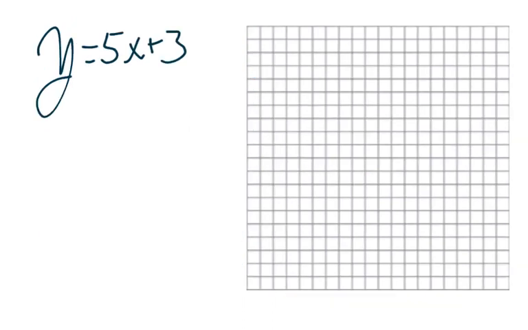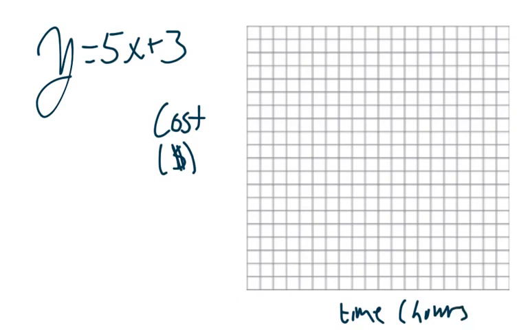Number 3, our equation is y equals 5x plus 3. This one, we're all good to go. We can have each line be worth 1. Our y-axis is going to be cost again. And our x-axis is going to be time. And this time it's in hours. And each line is worth 1. So 1, 2, 3, 4, 5, 6, 7, 8, 9, 10, 11, 12, 13, 14, 15, 16, 17, 18, 19, 20. And same with our x's.